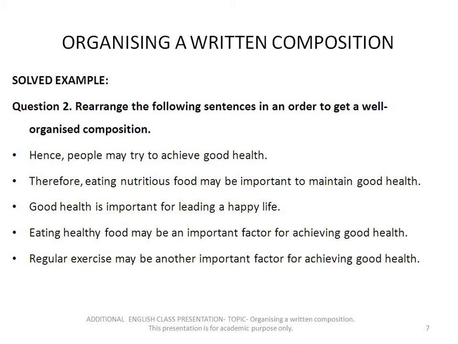Solved example. Question 2. Rearrange the following sentences in an order to get a well organized composition. Hence, people may try to achieve good health. Therefore, eating nutritious food may be important to maintain good health. Good health is important for leading a happy life. Eating healthy food may be an important factor for achieving good health. Regular exercise may be another important factor for achieving good health.